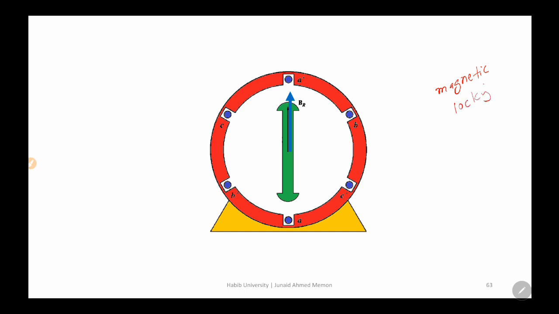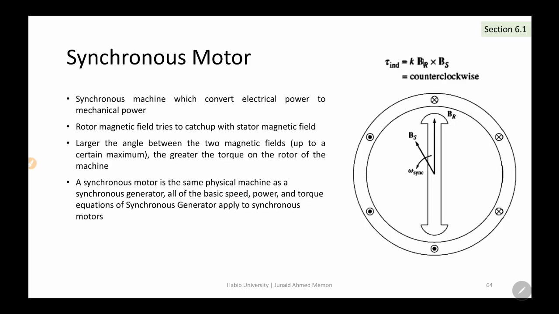So the stator magnetic field is locked with the rotor magnetic field, and the rotor basically tries to follow or catch up with the stator magnetic field. That's basically the working principle of the synchronous motor. The synchronous motor is essentially the same machine as a synchronous generator, only that it converts electrical power to mechanical power, whereas the generator converts mechanical power to electrical power.